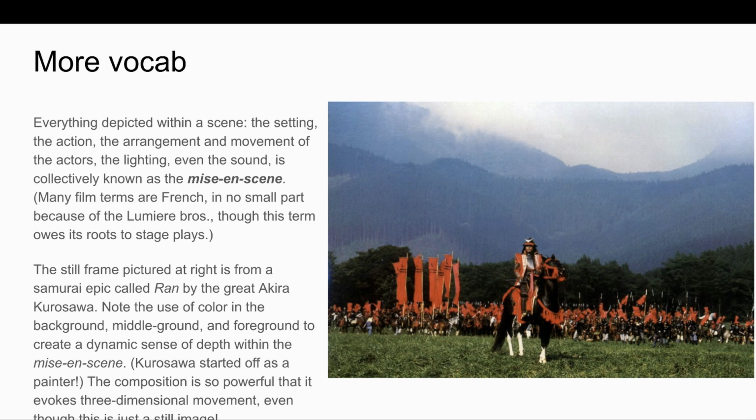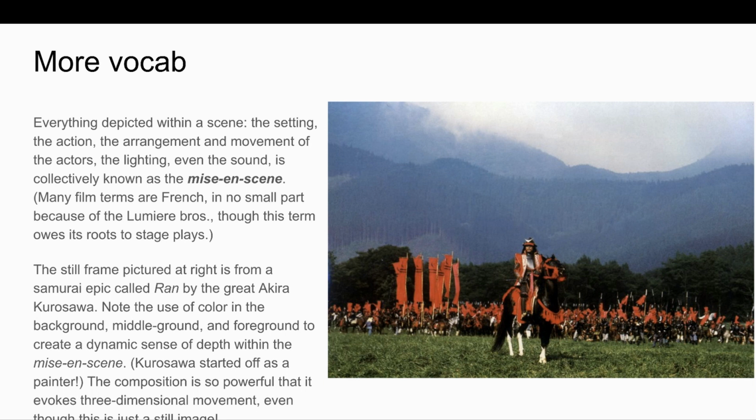The still frame depicted at right is from a samurai epic called Ran by the great Akira Kurosawa. Note the use of color in the background, the middle ground, and the foreground to create a dynamic sense of depth within the mise en scène. Kurosawa, by the way, started off as a painter, so he brought that sensibility to his work as a filmmaker. The composition is so powerful that it evokes three-dimensional movement, even though this is just a still frame.